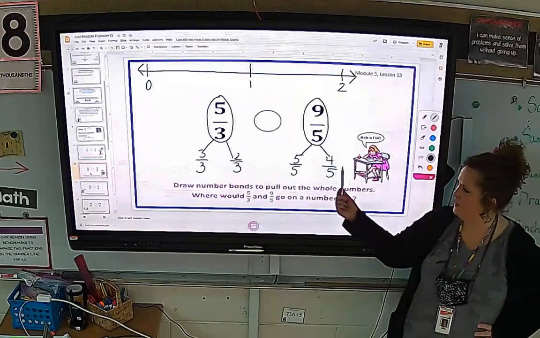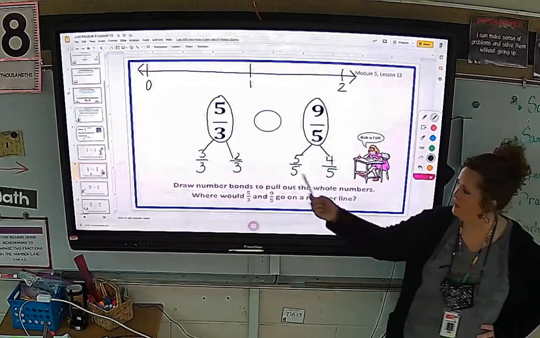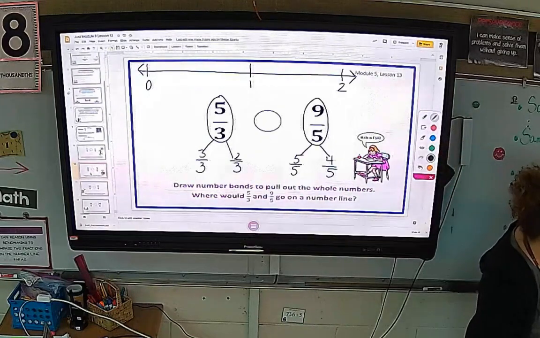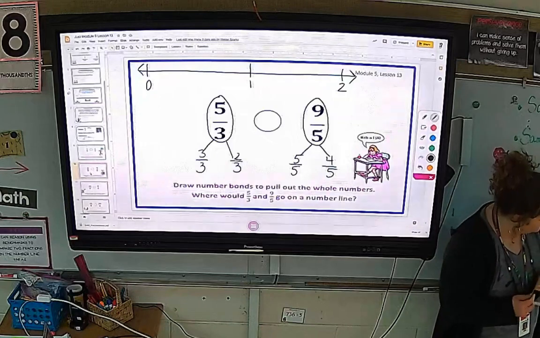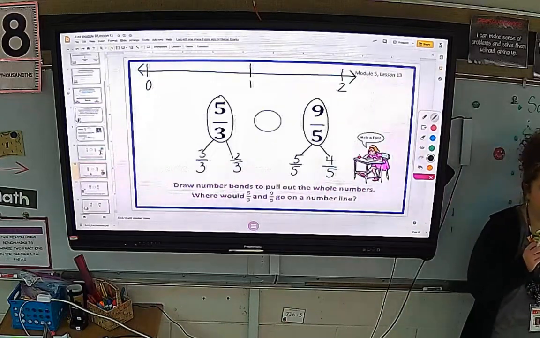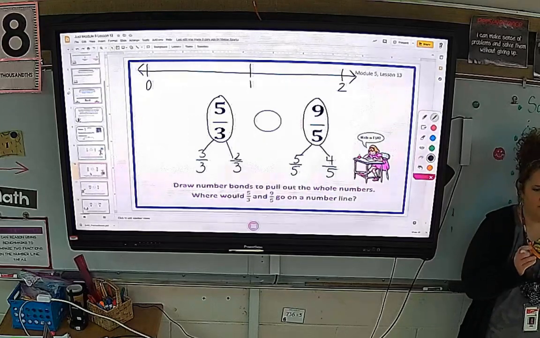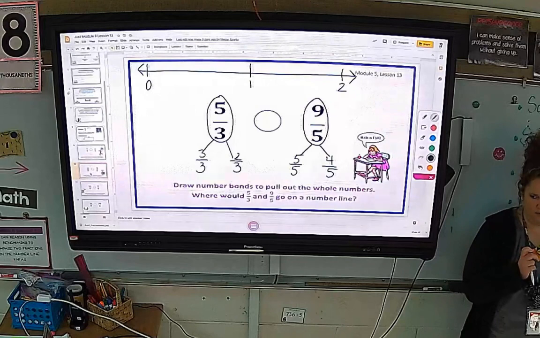This one is 1 away from the next whole number, and this one is 1 away from the next whole number. But we've got a 1/3, and we've got a 1/5. Is the 1/5 going to be smaller or larger than this? Smaller. So which one has more distance to get to the next whole number?